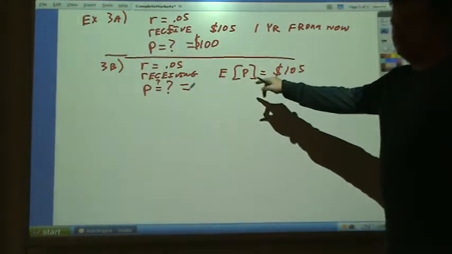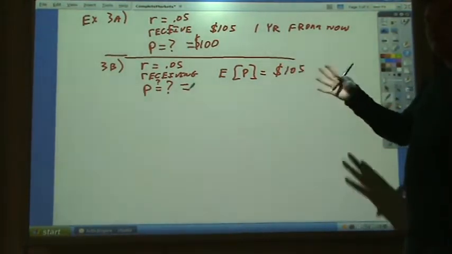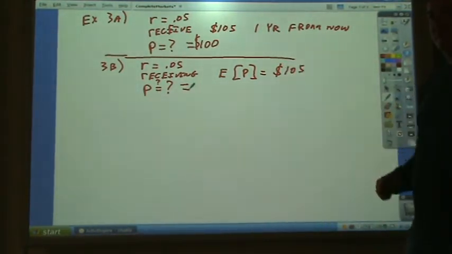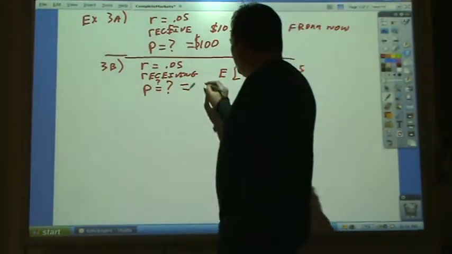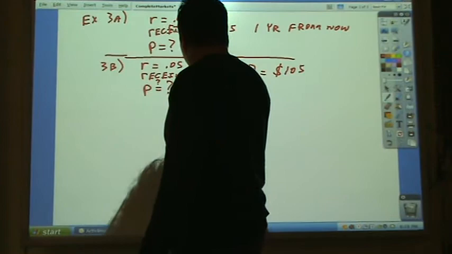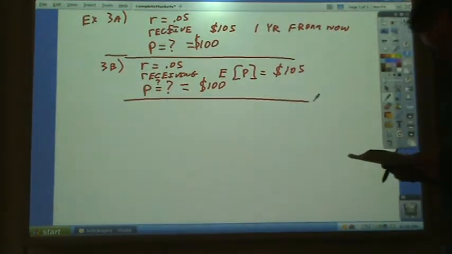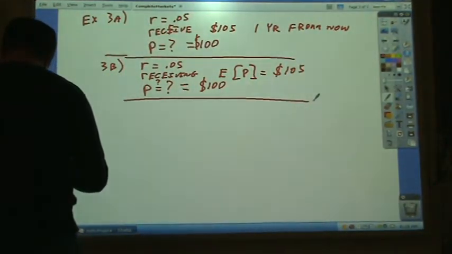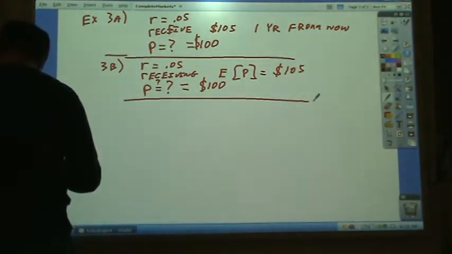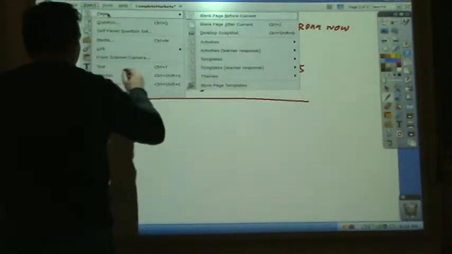Does the fact that it's not guaranteed to be 105, but just expected to be 105, cause the question to change to a risk-neutral minded person? No, as long as it's expected to return 105, you would pay today 100. Okay, so now let me do another example.